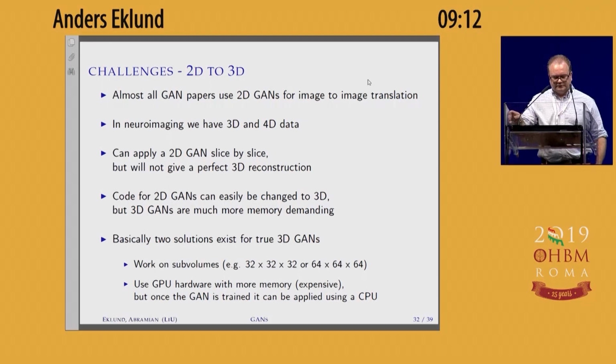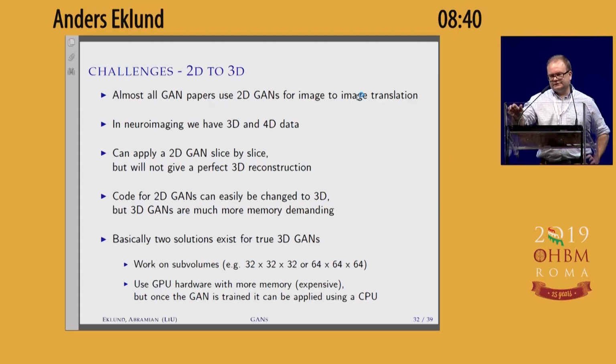So I will now cover a bit of the challenges that we currently have with GANs. So almost all the GAN papers you can read, they use two-dimensional GANs both for synthesis and translation. But in neuroimaging, we have 3D and 4D data. So you can, of course, apply a 2D GAN slice by slice, but it will probably not give you a perfect 3D reconstruction.